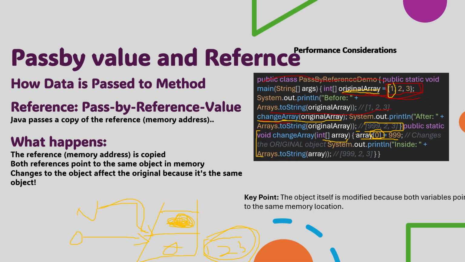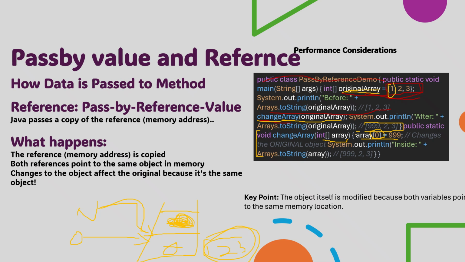There's nothing here, so we cannot modify this. But because arrays point to the same memory location, we are able to change. Just like what it says here, the reference memory data address is copied. Both references point to the same object in memory. Changes to the object affect the original because it's the same object. Okay, so the object here is talking about the values of the array. That is what the objects are.